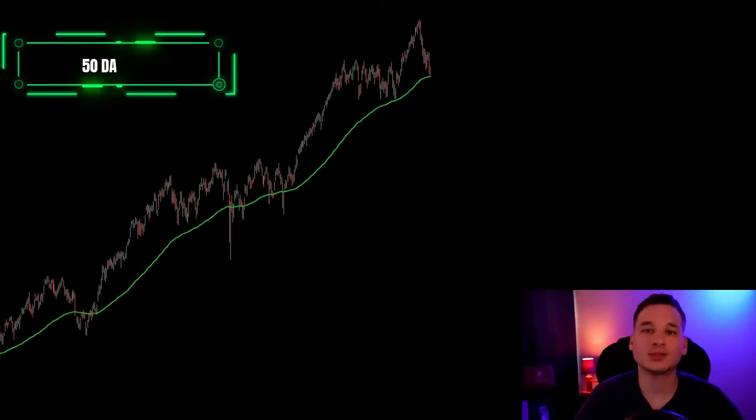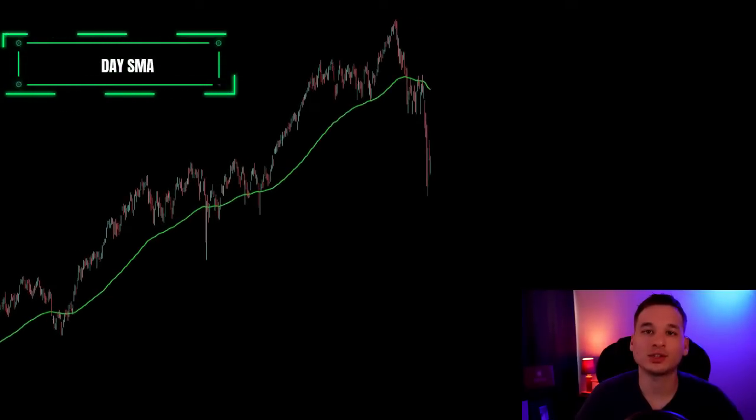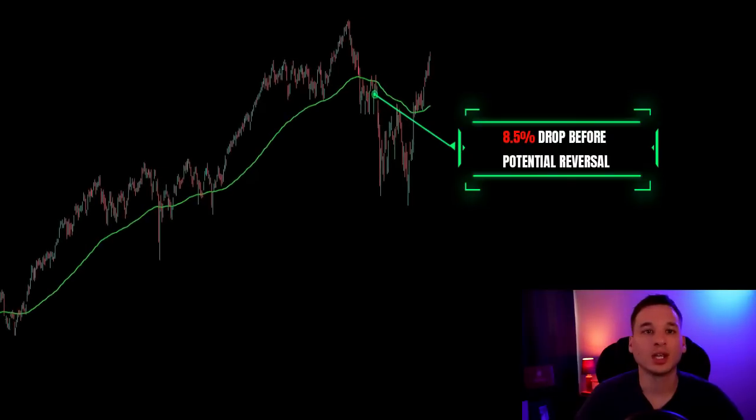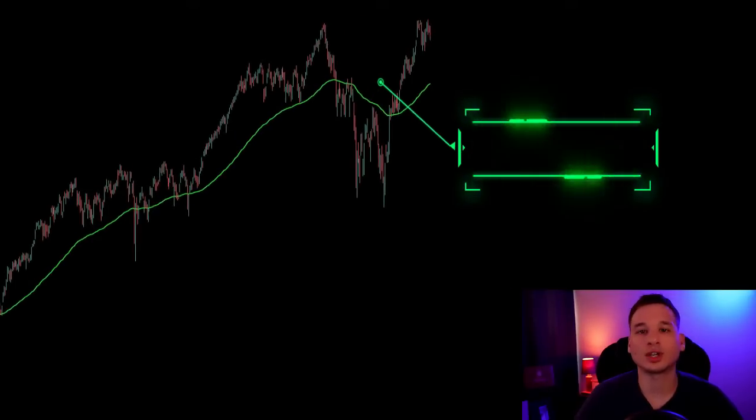A 50-day SMA line plotted on the S&P 500, however, is only collecting data from as recent as 50 days ago, and therefore is much more relevant to the current price action.